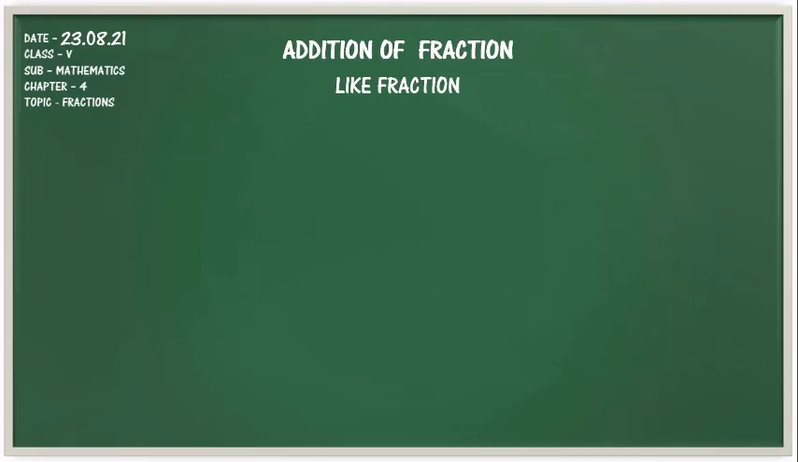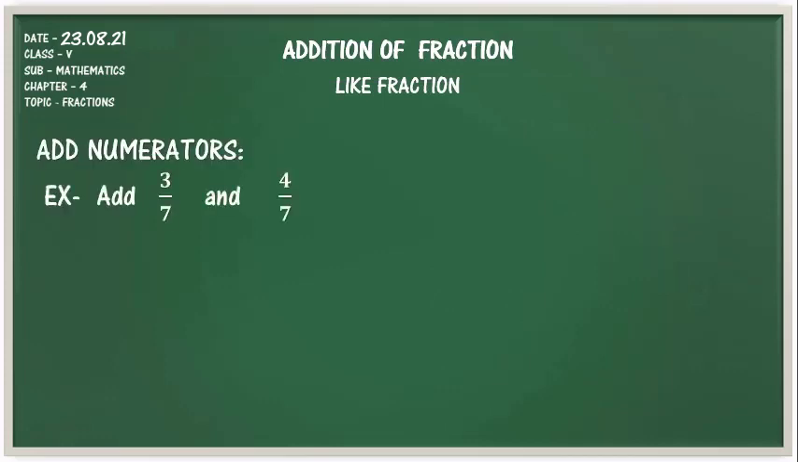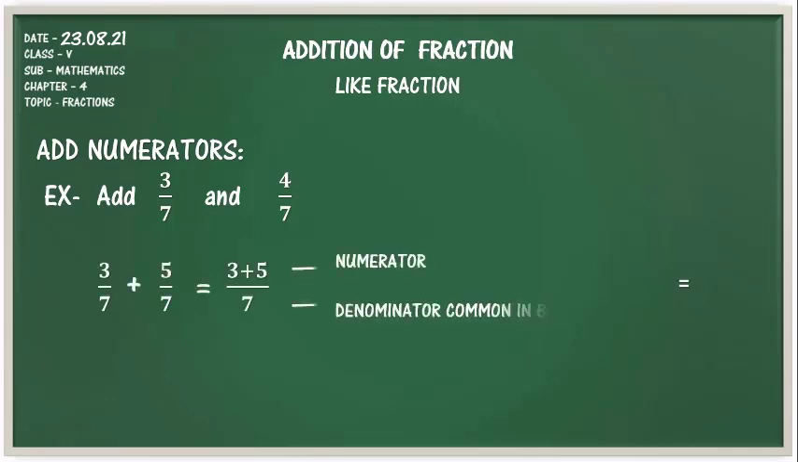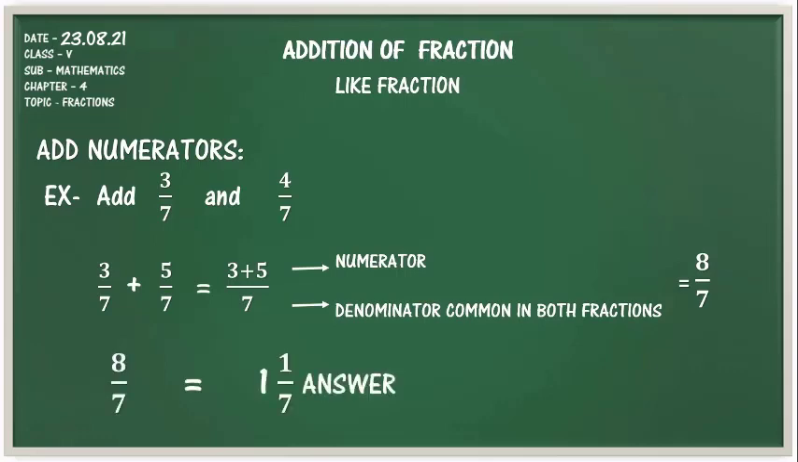Let's see an example. We have to add 3 by 7 and 4 by 7. As we can see clearly, the denominators are the same, which means that we just have to add the numerators. By adding the numerators, we'll get 8, and 7 is common for both the fractions, so we'll write 7 as it is. 8 by 7 is an improper fraction. Therefore, we can change it into a mixed fraction also.